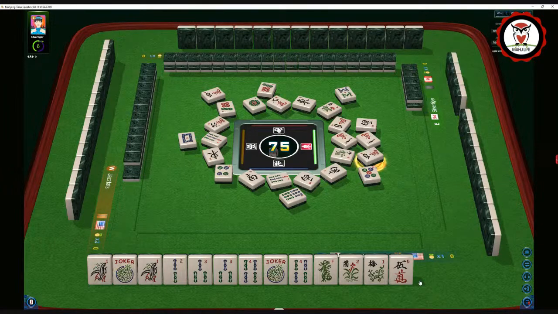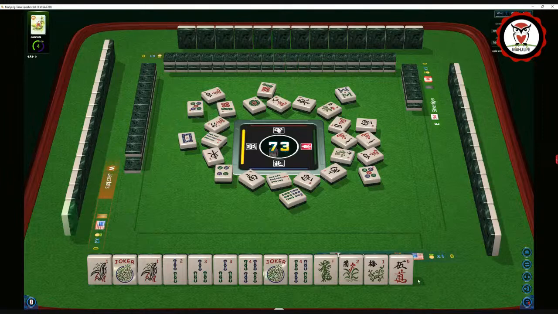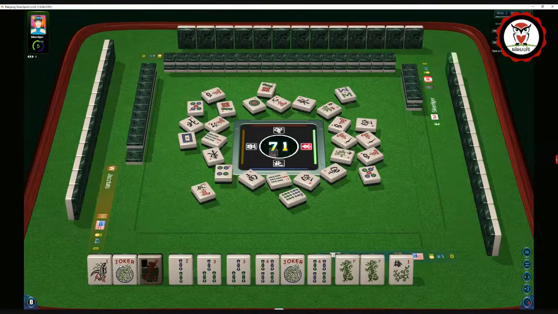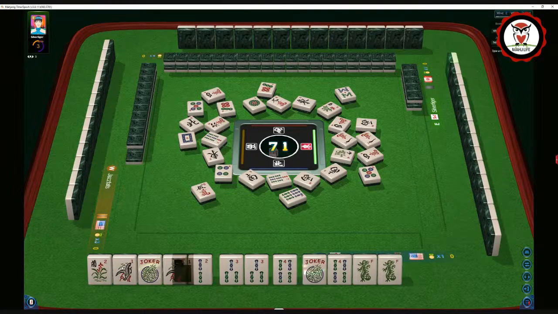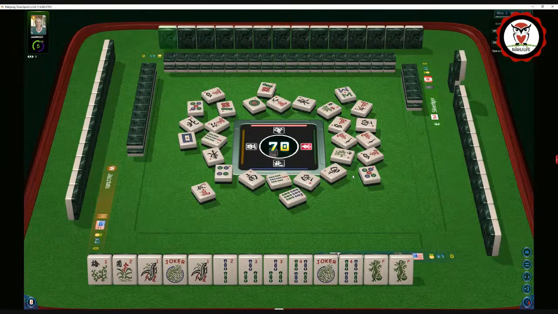4 characters. We need a 2 bam or a green dragon to be ready to win. 5 dots. We need a keeper. North wind. There it is. 5 characters. Okay, we're ready to win on a 2 bam.